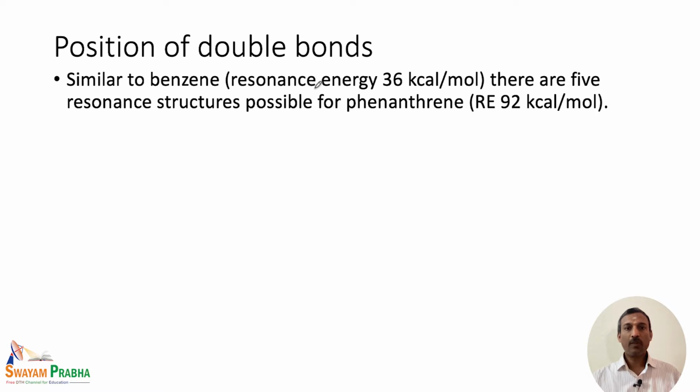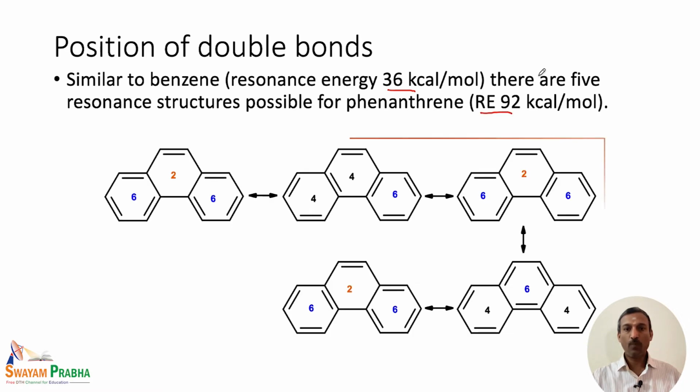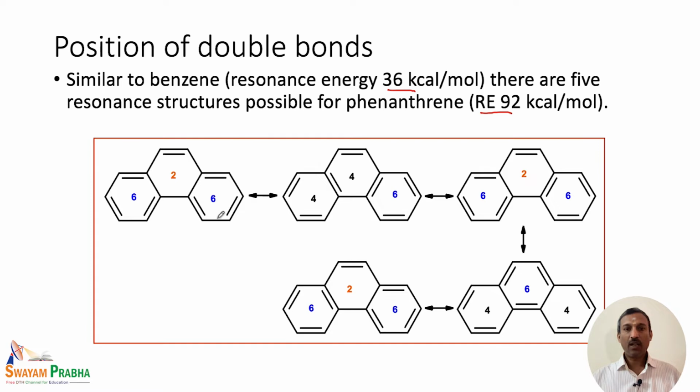Similar to benzene, which has a resonance energy of 36 kilocalories per mole, phenanthrene has a resonance energy of 92 kilocalories per mole. So we can write various resonance structures for this particular compound.